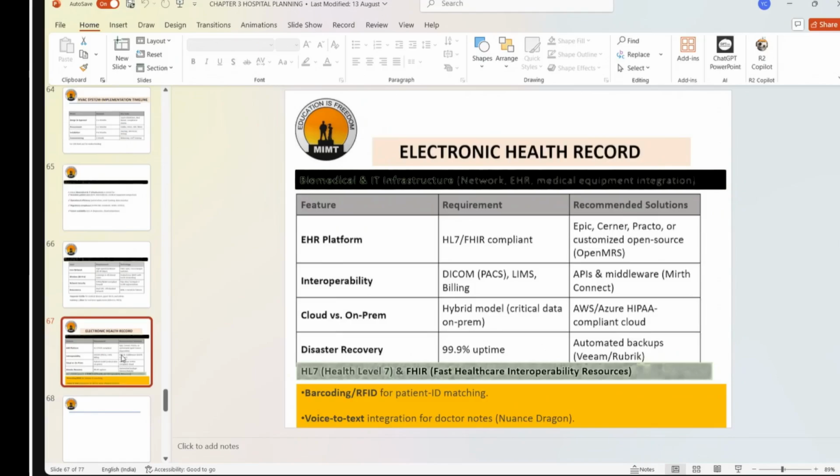So today I will stop at this point. I just finished the biomedical and IT infrastructure. And in the later section of hospital planning, I will take some important areas in some detail: how we plan for the ICUs, how we plan for the OT, and how we can plan for the ward, lab, and all that. The few areas I am going to discuss in detail in the coming part of this lecture.